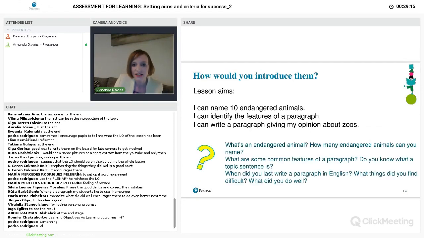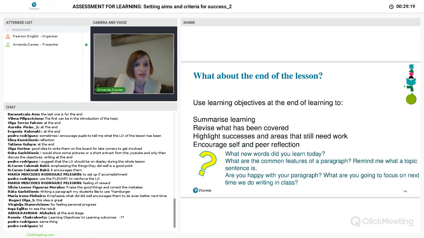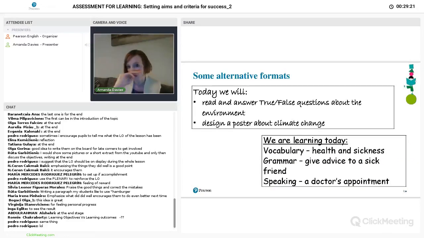Now, my learning objectives that I just shared with you are can-do statements. I like using can-do statements, but you don't have to use can-do statements. You can give students a list of things to do. So today we will read and answer true and false questions. Today we will design a poster. Or more like what we are learning. So here it's more like a list of things that are coming up, or a menu. You could even call it a lesson menu.